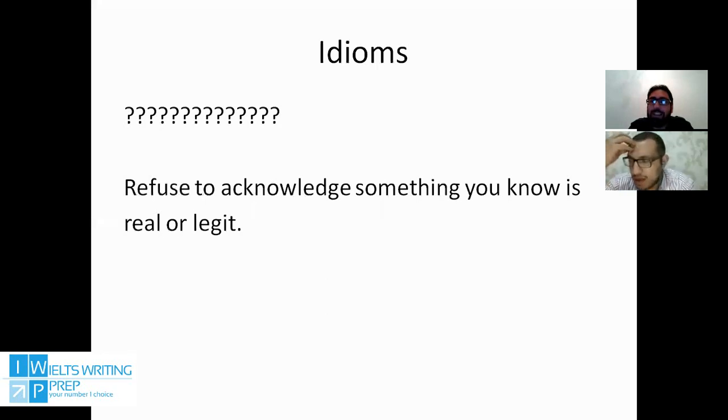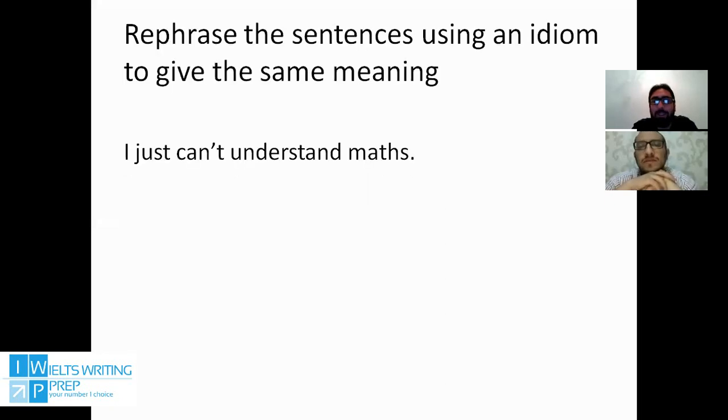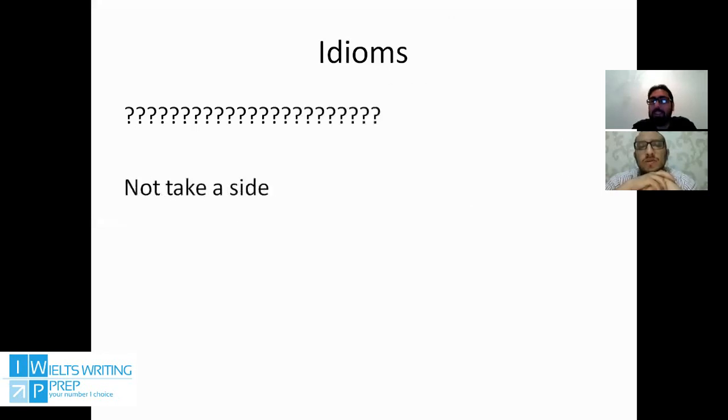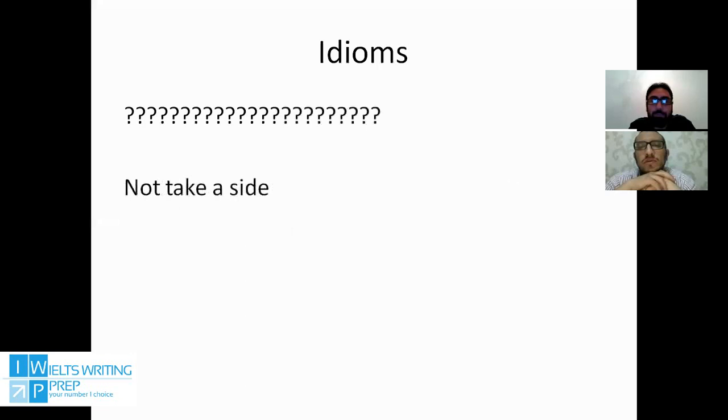Something to do with I. Turn a blind eye. Turn a blind eye. Fantastic. Okay. Someone who takes the blame. Scapegoat. Scapegoat. Okay. Now, this is what we're going to do. This time, I'm going to give you a sentence, and I want you to rephrase the sentence using the idiom.